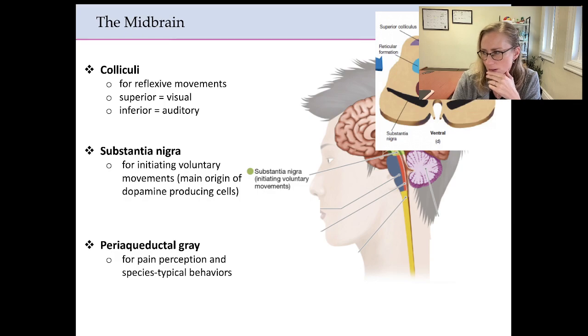Okay, that was midbrain. That was it for midbrain. The colliculi, the superior and inferior, the substantia nigra for dopamine and initiating and controlling movements, and then periaqueductal gray for pain and for very specific behaviors related to the animal.